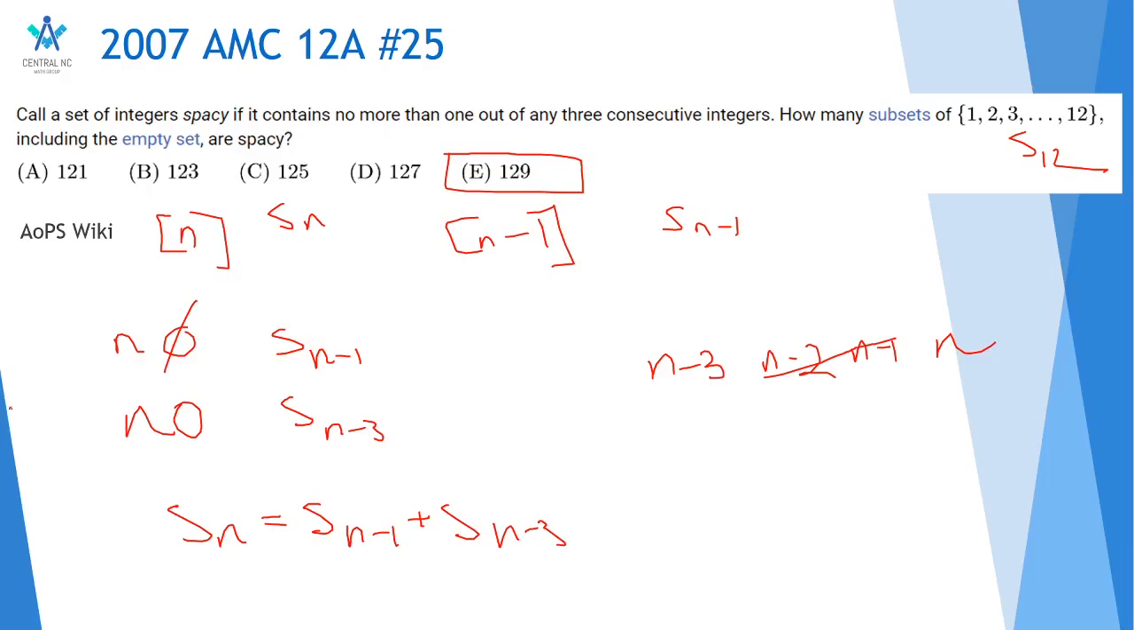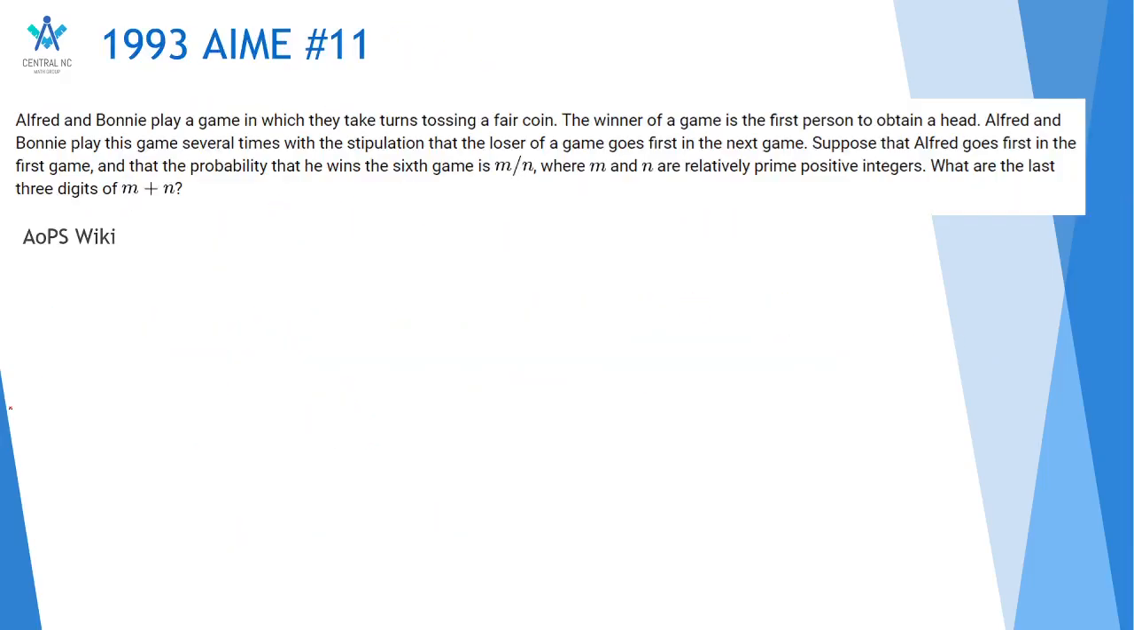So let's keep on going to the AIME problems. And we have the 1993 AIME number 11. It's a number 11, but don't be intimidated, it's not a hard problem. And we'll work through it. So Alfred and Bonnie play a game in which they take turns tossing a fair coin. The winner of a game is the first one to toss a head. And so we see infinite probability here right away.